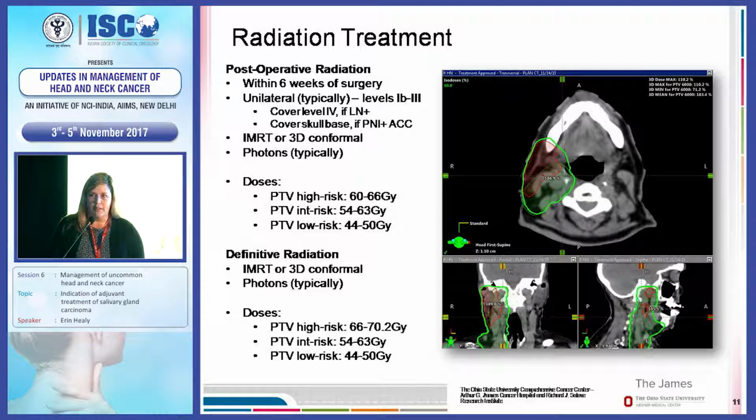For definitive radiation or with gross residual disease, we use, again, IMRT or 3D conformal and photons, but our doses are higher. And this is a picture right here. It's actually the 90% isodose line, just showing how conformal we can get with photons.